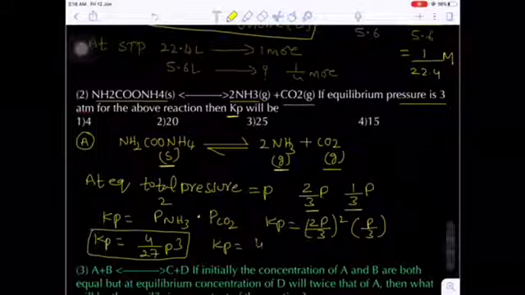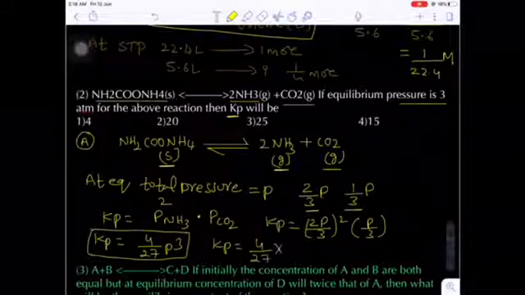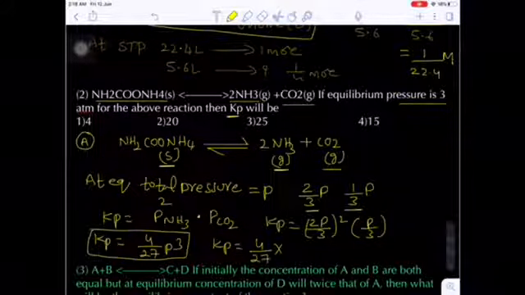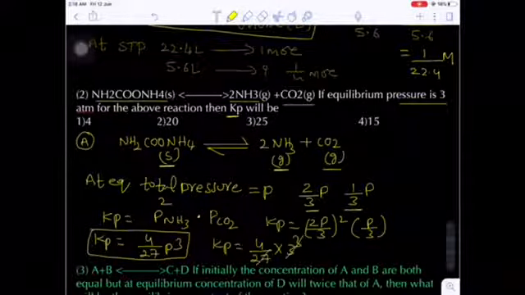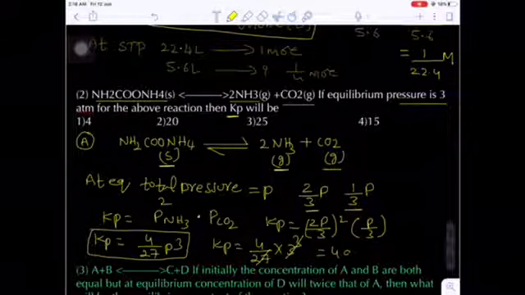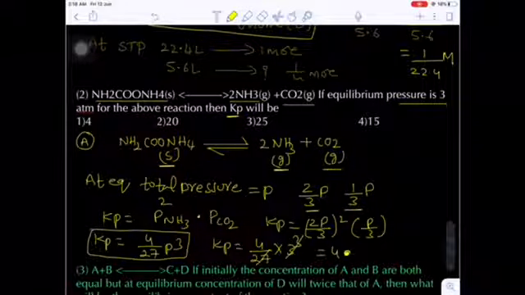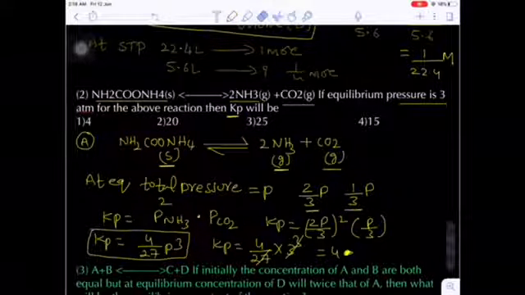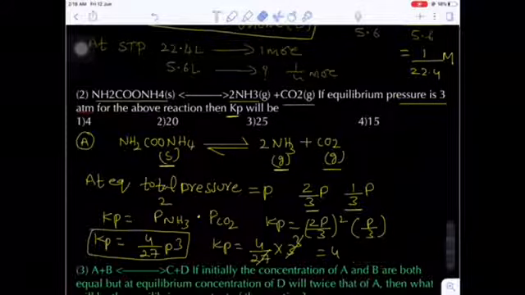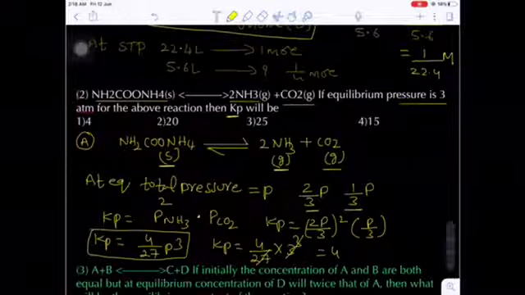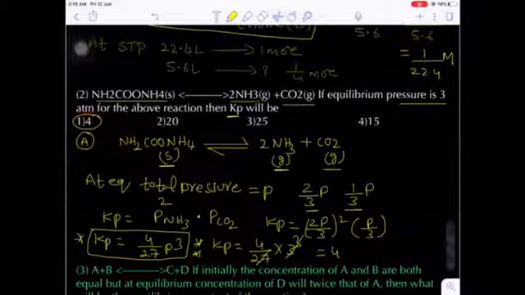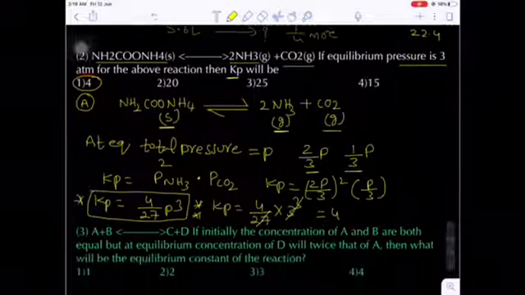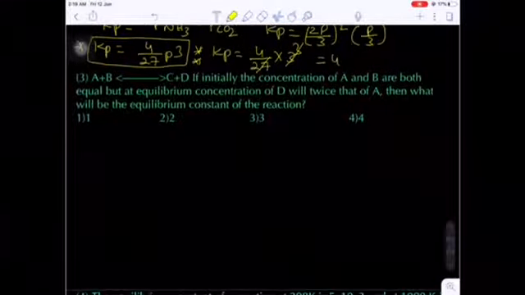Now here Kp is equal to 4/27 into, what is the total pressure given to you? 3 atm. So 3 cubed, and the 27 gets cancelled. So what does the Kp value become? 4. So the answer will be 4, that is option number 1. So directly using this formula, Kp is equal to 4 by 27 into P cubed. Are you getting my point?